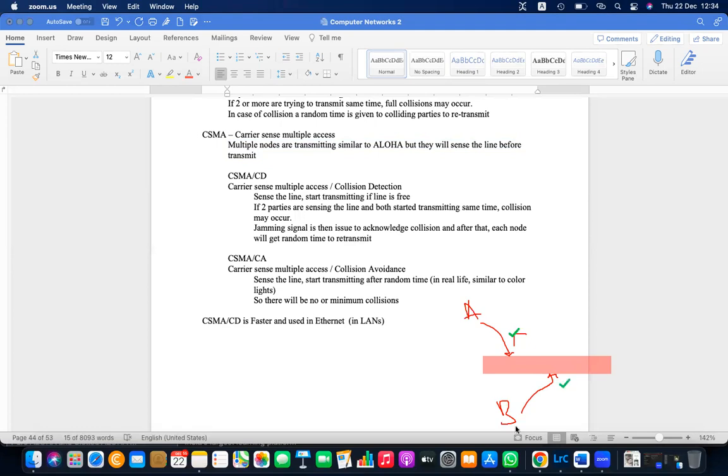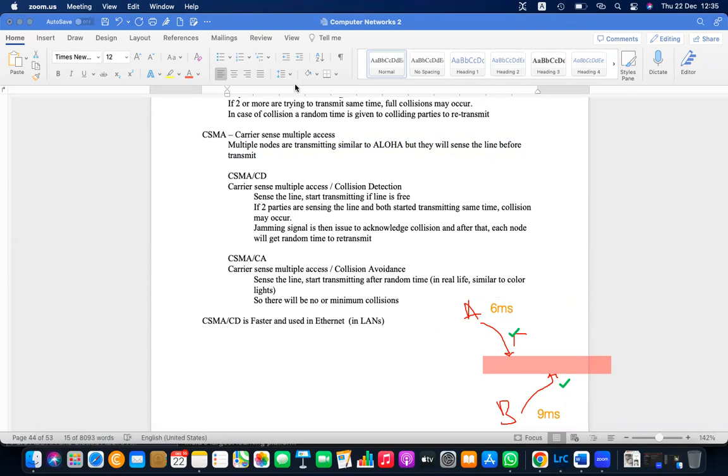A is happy, B is happy, but both are not sending data. A will maybe wait 8 milliseconds, or 6 milliseconds, and B will wait, let's say, 9 milliseconds. Then after 6 milliseconds, A will come and sense again, is the line busy? It sees the line is free, and A starts communicating. After 9 milliseconds, B will come and see A is communicating, so the line is busy, and B is not communicating. That is CSMA/CA, collision avoidance. Understood?